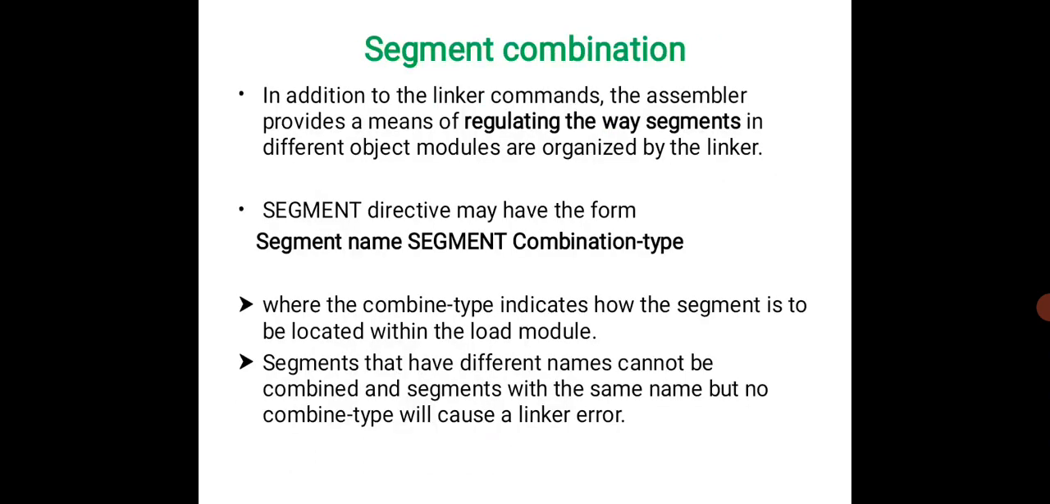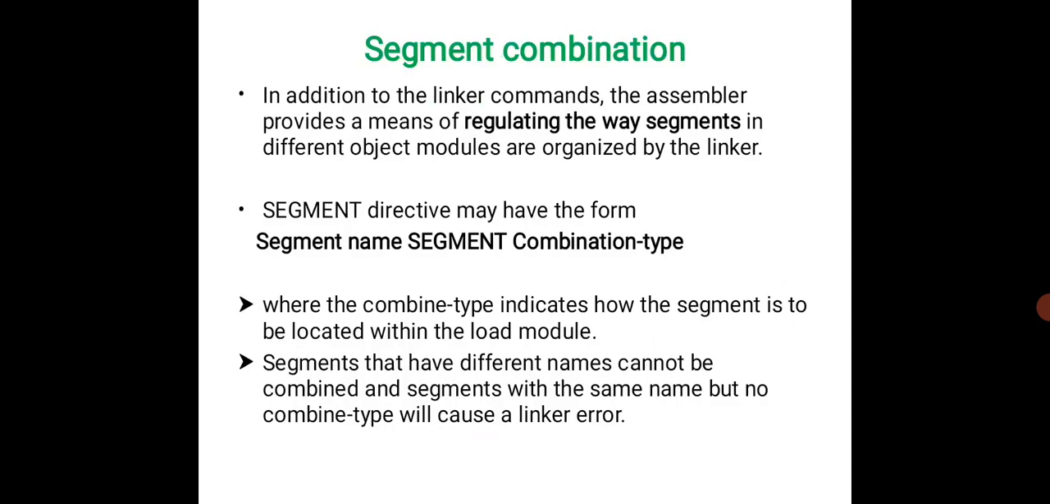So we have a concept called segment combination. In addition to all the linker commands, the assembler will provide a means of regulating the way the segments in different object modules are organized, preferably by the linker. So a segment directive may have the form: segment name, segment combination type. Here the combine type indicates how the segment is to be located within the load module.